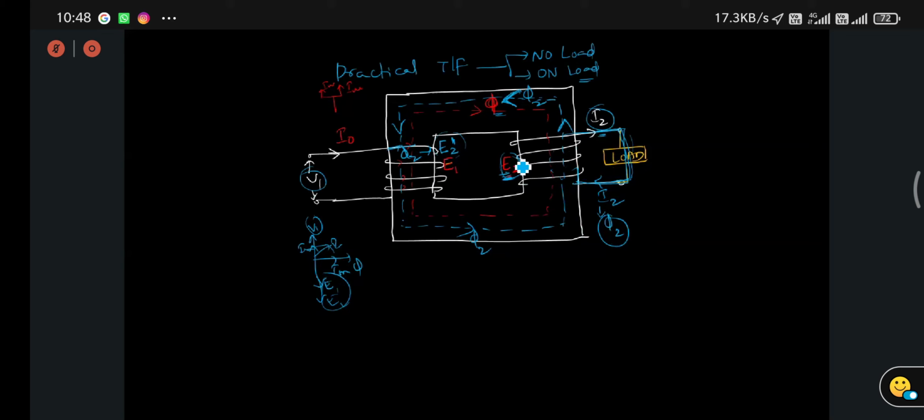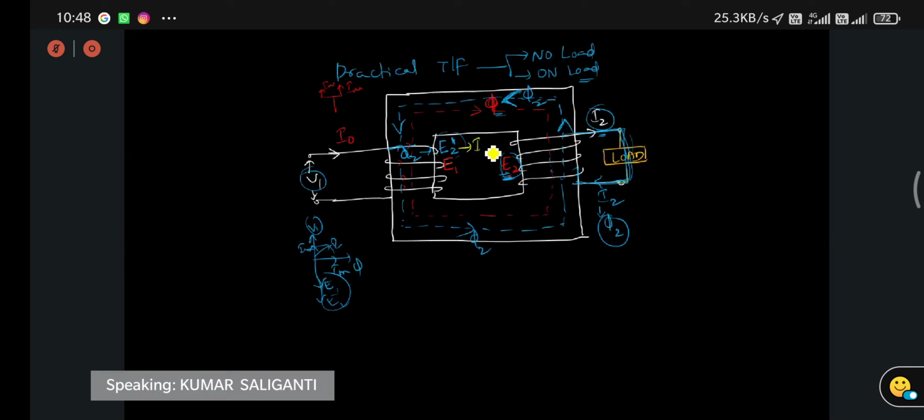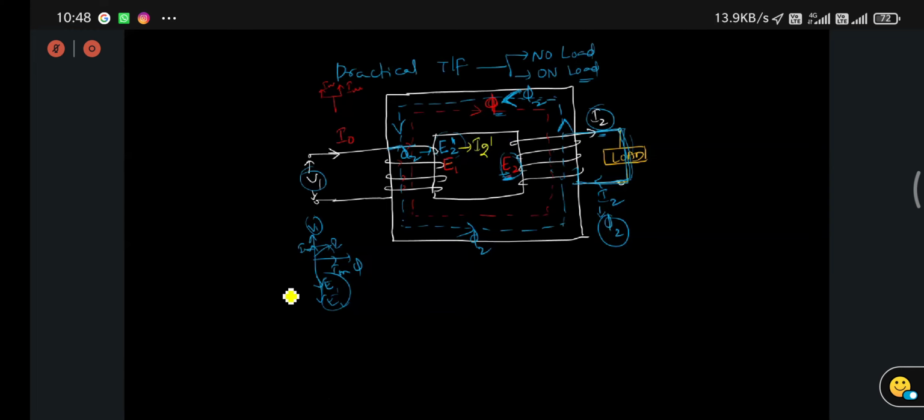And which opposes the V2. So now, this E2 dash again causes the current I2 dash. So this I2 dash produces the flux, that is the pi 2 dash.